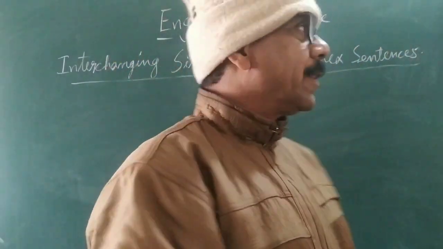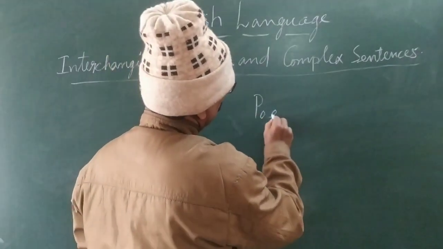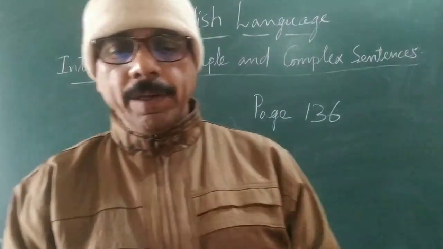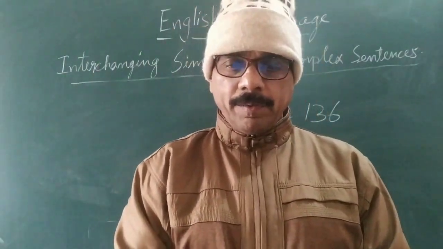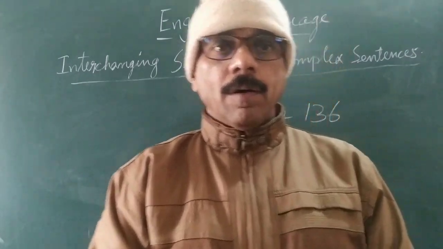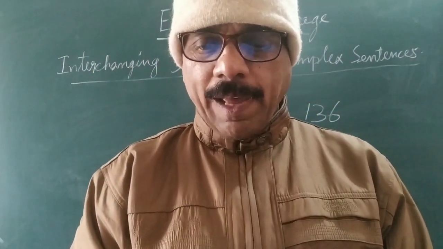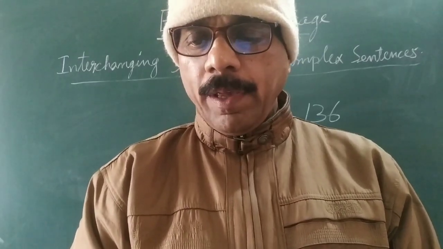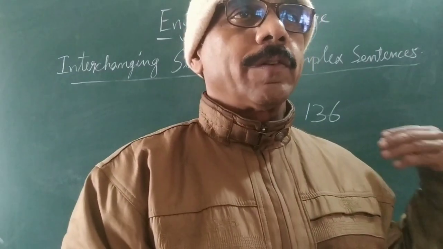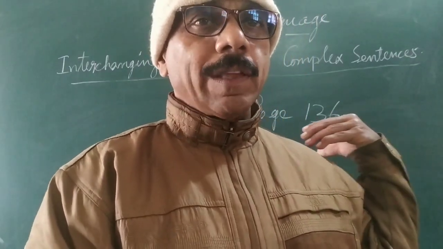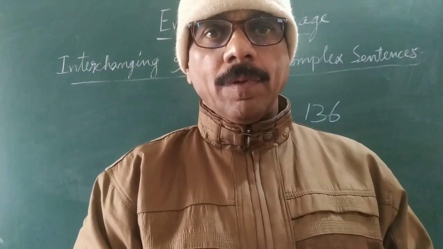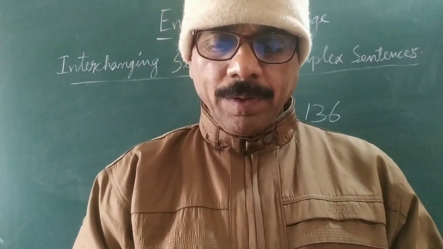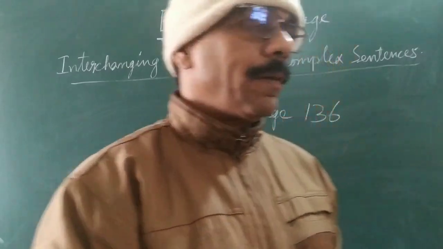So, page number 136. Page 136. So, we have interchanging simple and complex sentences. It's given in the book that a simple sentence can be changed into complex sentence by expanding it into any one of the three types of clauses. Those are the three types just now I wrote on the board. Adjective clauses, adverb clauses, noun clauses, like that. So I have given you some examples.